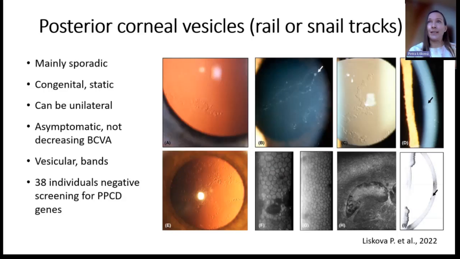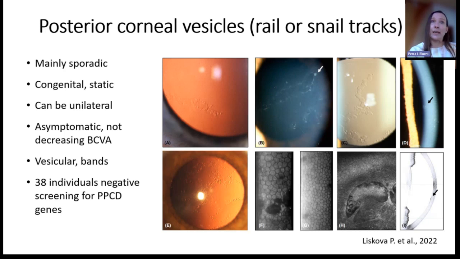Another condition that needs to be mentioned, and I believe the fact that PPCD is usually described in the literature as a non-progressive condition is actually because the authors were not looking at true PPCD, but at posterior corneal vesicles. These are mainly sporadic, congenital, static, can be unilateral, asymptomatic, usually without decreased best corrected visual acuity.